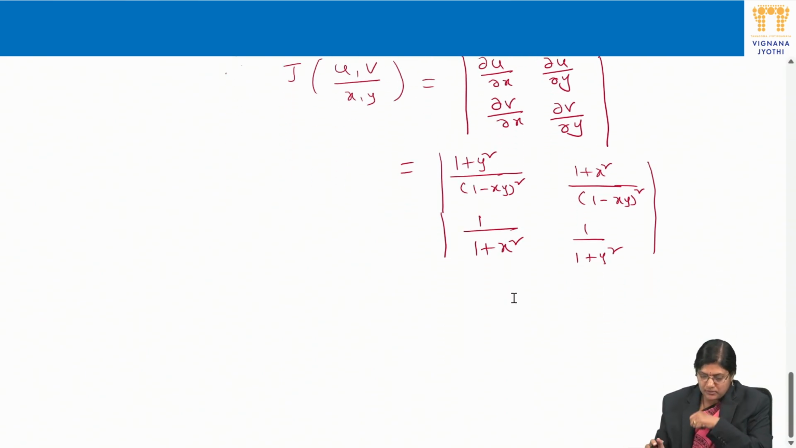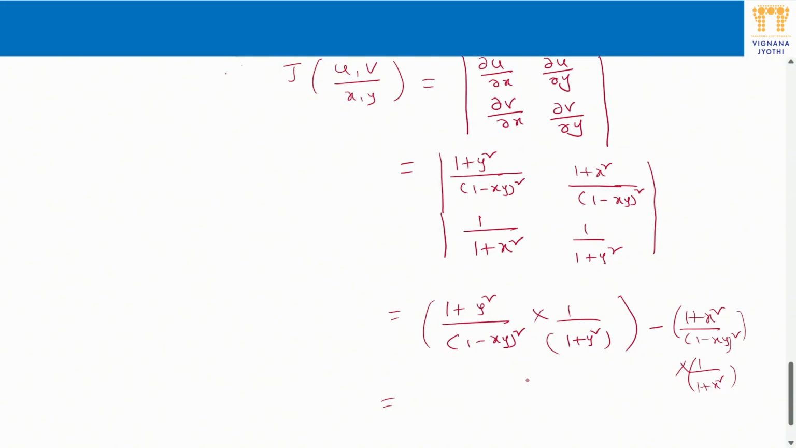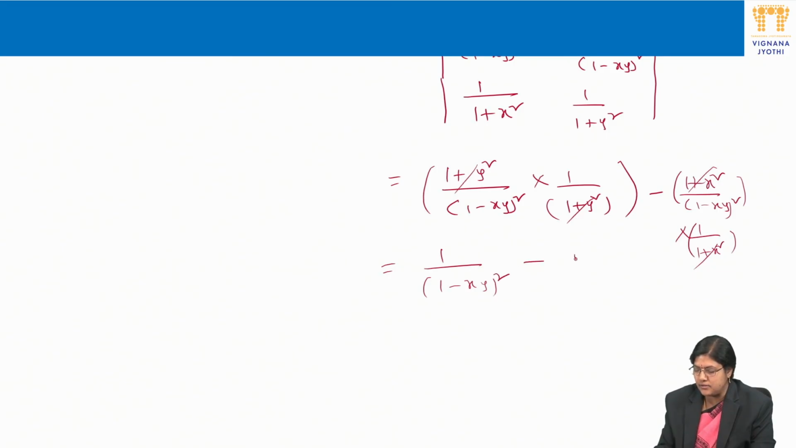So this is a 2 by 2 determinant, which can be evaluated in the form AD − BC. This is (1 + y²)/(1 − xy)² times 1/(1 + y²), minus (1 + x²)/(1 − xy)² multiplied with 1/(1 + x²). Simplifying, the terms get cancelled. The remaining expression is 1/(1 − xy)² minus 1/(1 − xy)². These two terms get cancelled. Finally, we get 0. Therefore, the Jacobian of u, v with respect to x, y is 0.